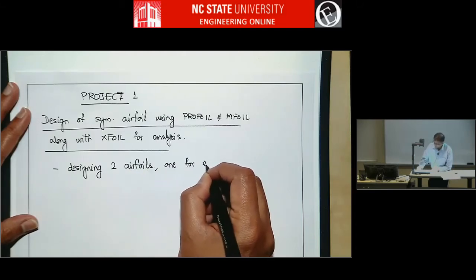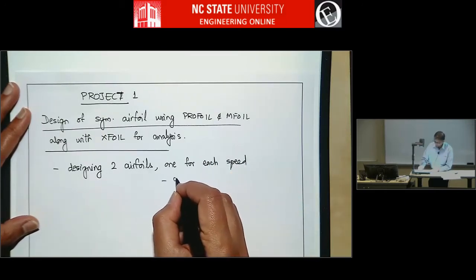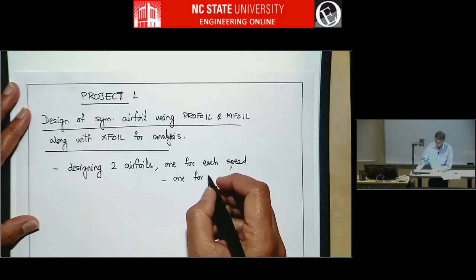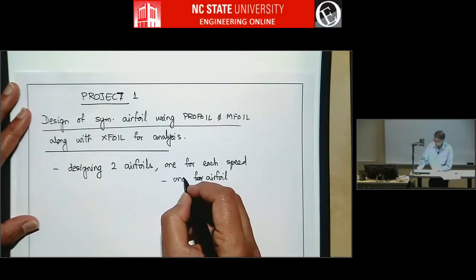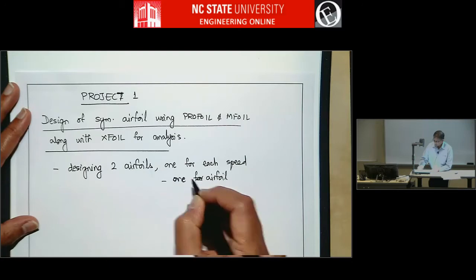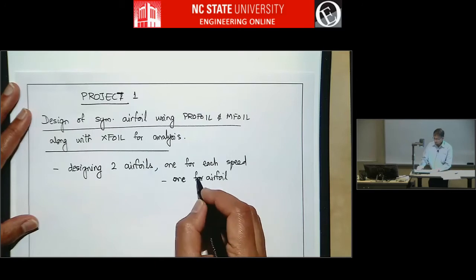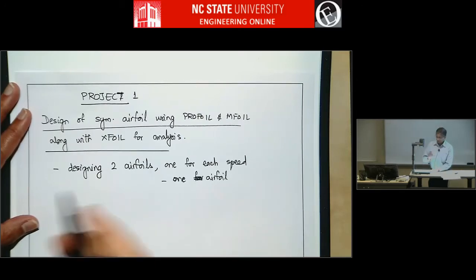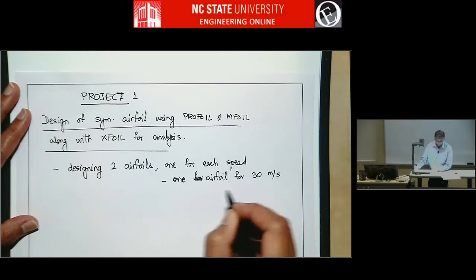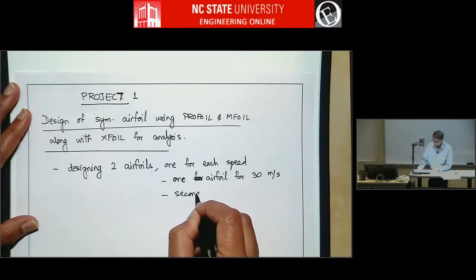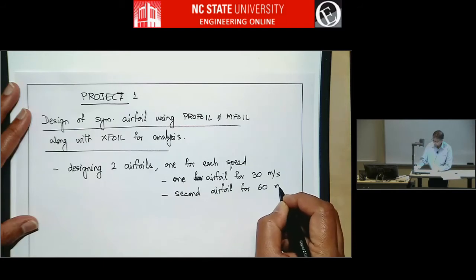One for each speed. So you have 2 speeds, right? Even in homework 3 you have 2 speeds. So you'll design 1 airfoil, and this always confuses everybody. So just remember, I think I've made it really clear in project 2, but still there are always questions. So you're designing 2 airfoils, 1 airfoil for 30 meters per second, and a second airfoil for 60 meters per second.